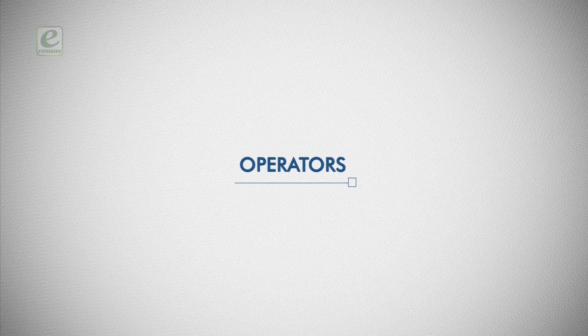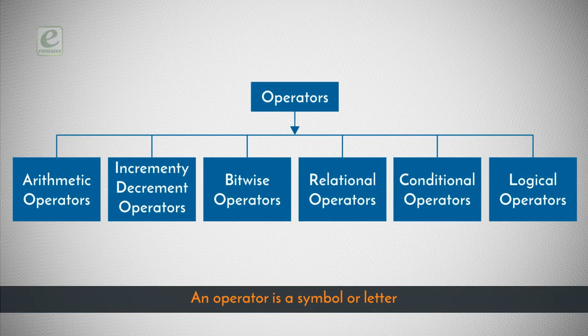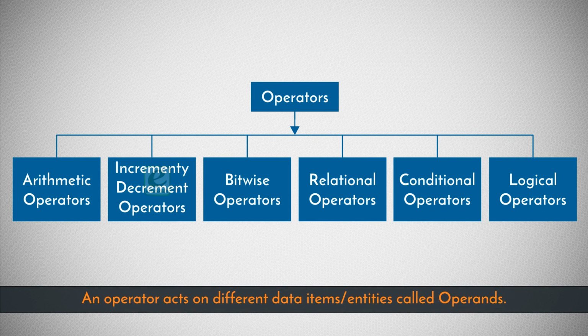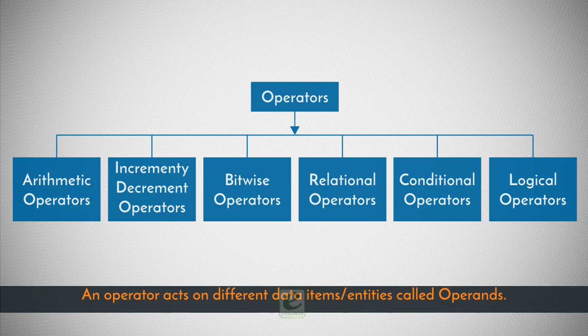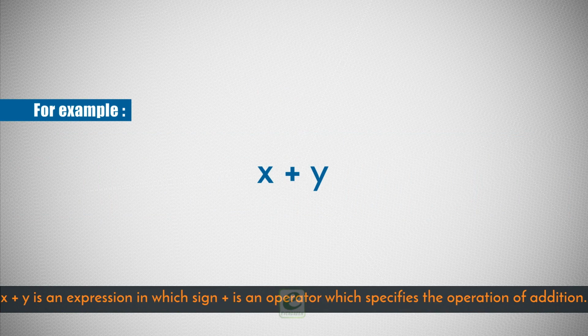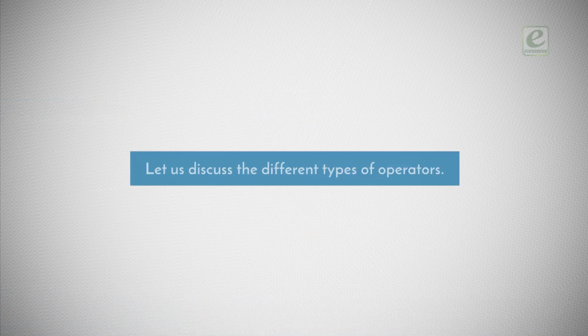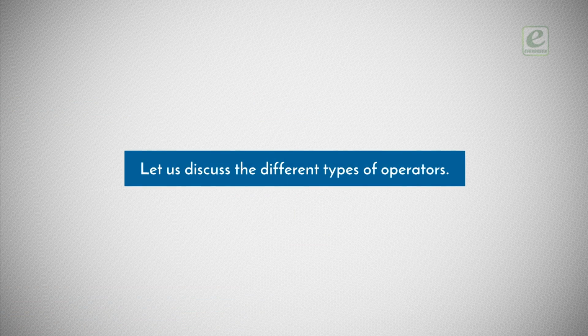Operators. An operator is a symbol or letter which causes the compiler to take an action and yield a value. An operator acts on different data items, entities called operands. For example, x + y is an expression in which the plus sign is an operator which specifies the operation of addition. Let us discuss the different types of operators.